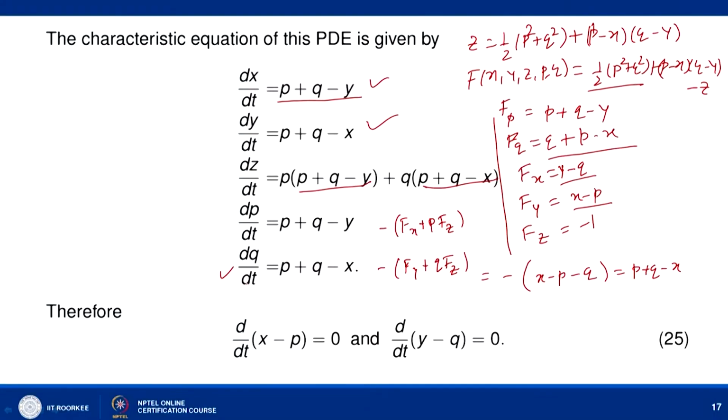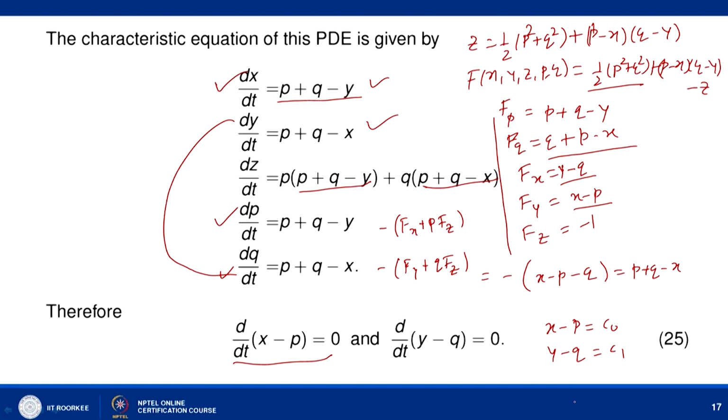So here you can easily see that if you look at this equation, dx by dt equal to p plus q minus y and dp by dt equal to p plus q minus y. So we can write d by dt of x minus p equal to 0. Similarly you can look at this and this. So it means that d by dt of y minus q equal to 0, right. So here you can simply say that x minus p is constant with respect to t. Similarly y minus q is constant with respect to t. So we can write that x minus p equal to c0 and y minus q equal to c1, say. Now we need to find the values of c0 and c1.